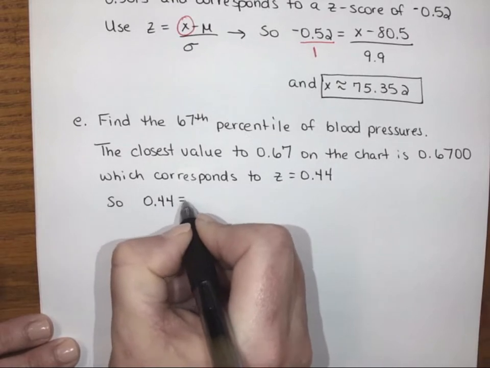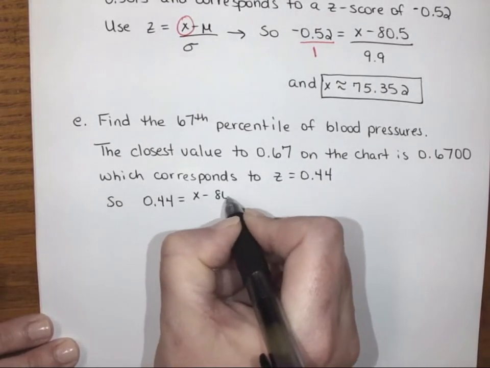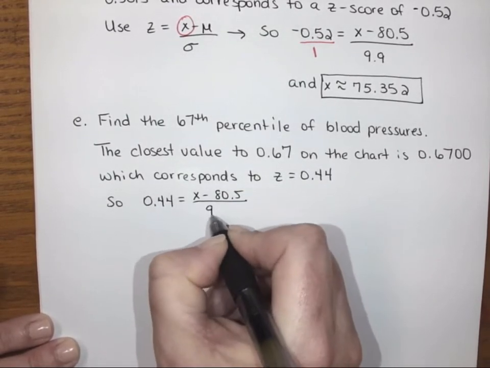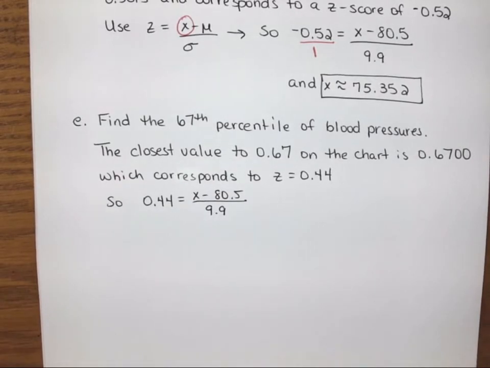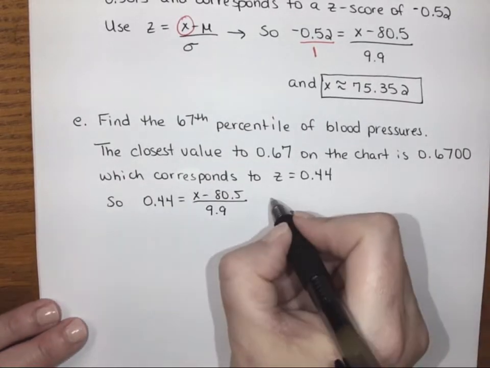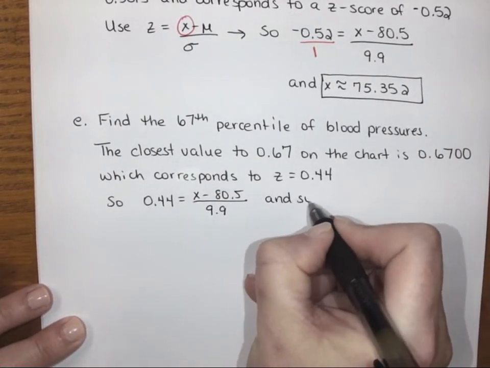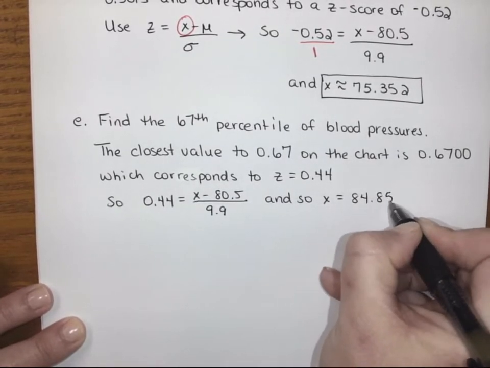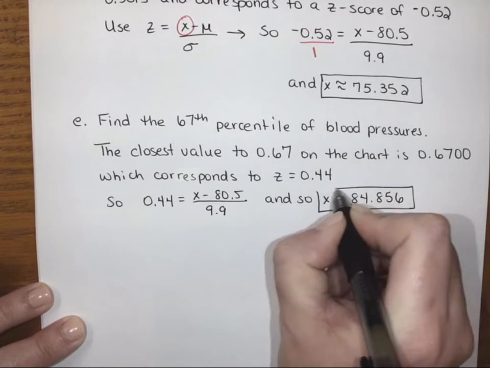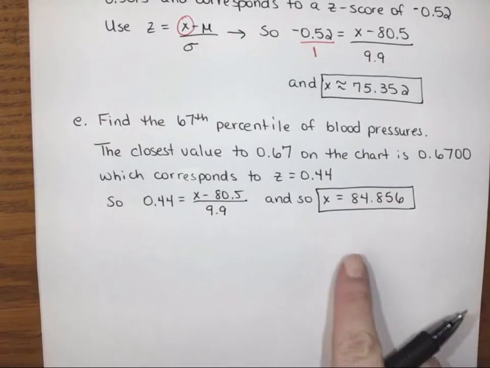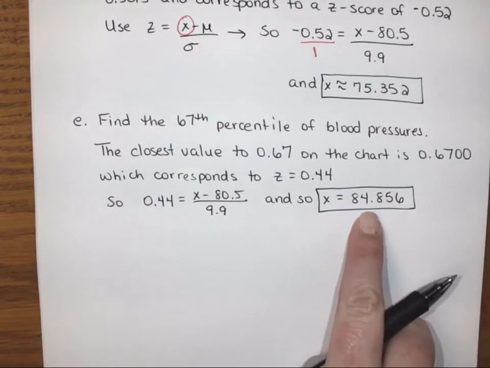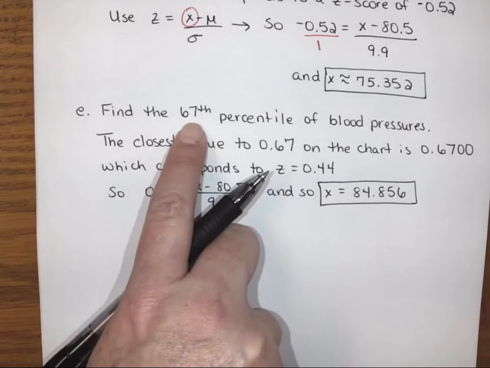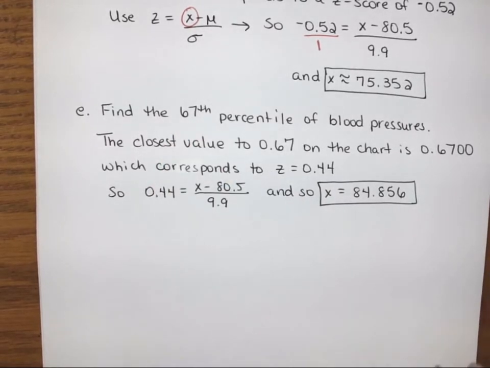So Z-score equals value minus average over standard deviation. And again, you're going to cross multiply and then add that 80.5. And so X would be 84.856. So again, if you're a woman in the US and your blood pressure is around this, then you have a higher blood pressure than 67% of the other women in the US.